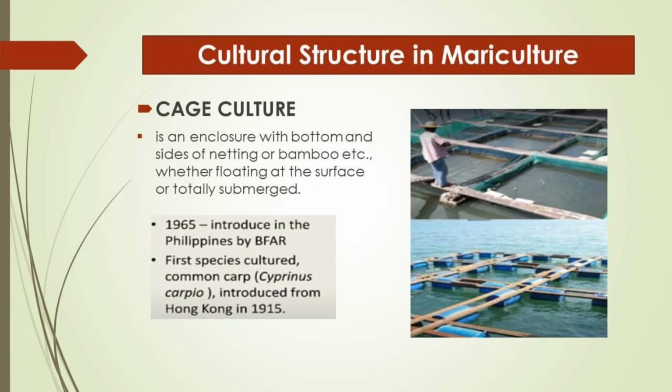First we have here cage culture. It is an enclosure with bottom and sides of netting or bamboo, whether floating at the surface or totally submerged. It was introduced in the Philippines in 1965 by BFAR. The first species cultured was the common carp, Cyprinus carpio, introduced from Hong Kong in 1950. As you can see in the examples here, both sides of the cage have a net on it.